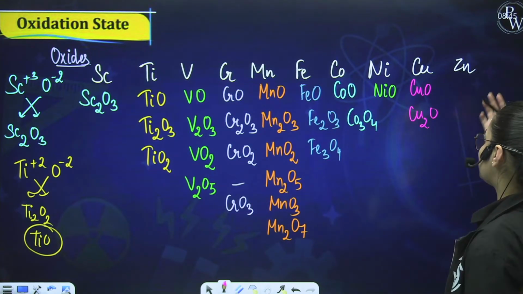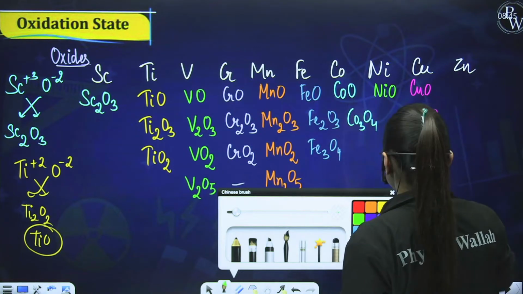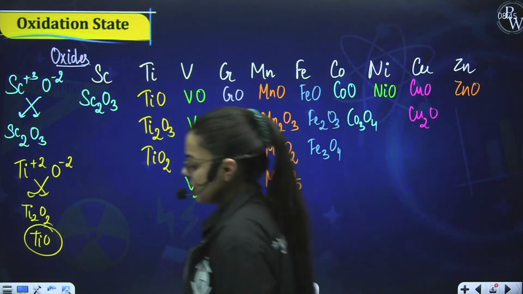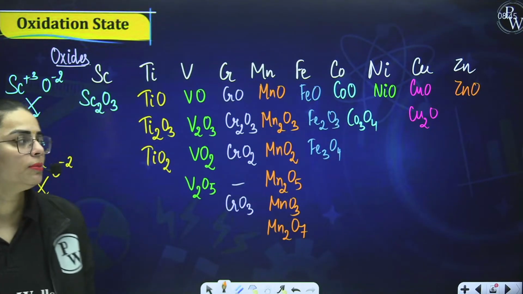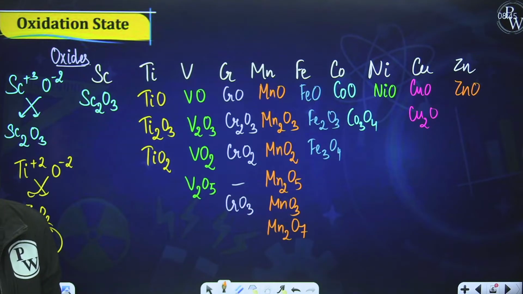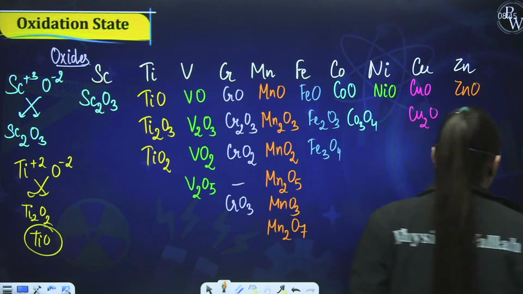And last, when zinc is present in +2 oxidation state, it shall be forming ZnO. Is it clear? So these are the oxides that are generally formed when all the d-block elements react with oxygen. Is it clear to you, students? Now we shall proceed to the next property of ours.